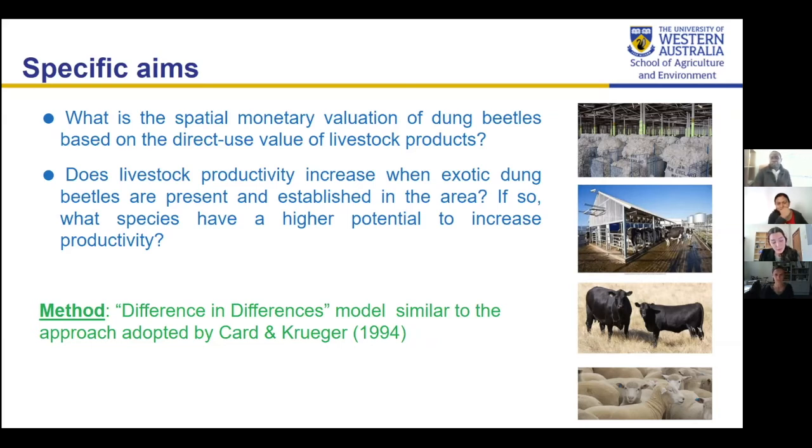Okay, so I think I'll be looking at it by species. So, for example, if the dung beetles were released in the 70s, I'll probably do 10 years before, and 10 years later, I'll be looking at data on productivity.